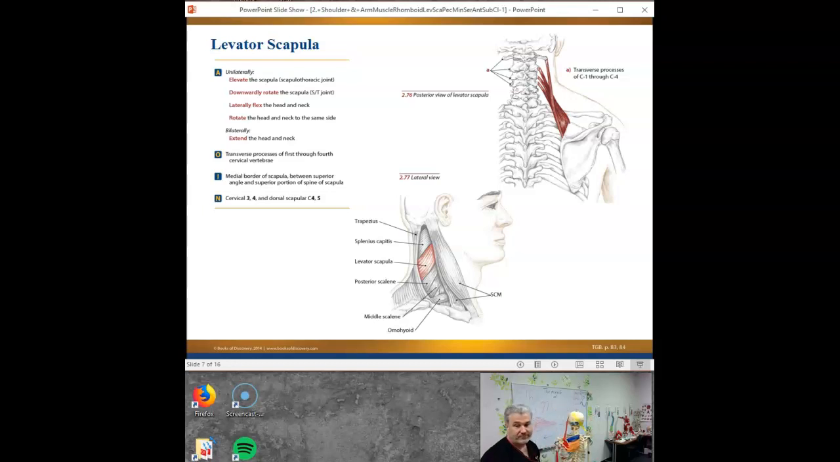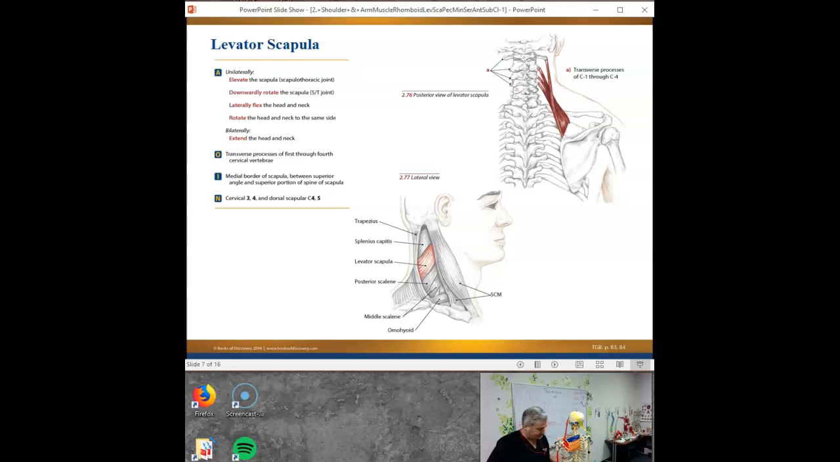So when you think about it, if you're turning your head to the left, the levator scapula is turning there, and then the right trapezius is helping to turn your head left, right? If what you just said was to turn left, the left levator scapula is contracting and the right trapezius is contracting, then yes. Okay.